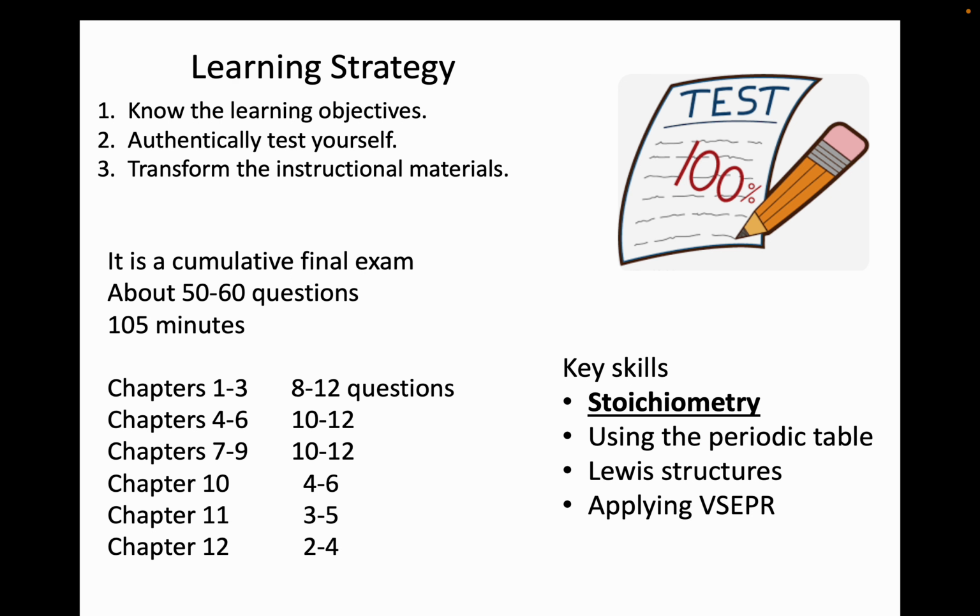I mentioned the final exam. Here's some ideas as we head towards the final. First of all, for a learning strategy, I'm a big fan of the 3 points that are listed on the top of the slide. As a student, you need to know the learning objectives, so you've got to be looking at the right material. You want to authentically test yourself to identify strengths and weaknesses. And the third, transform instructional materials. That means instead of passively looking at slides or the textbook or videos, you have to take that material and make it your own. Writing summaries of the content is one way to help make it your own.